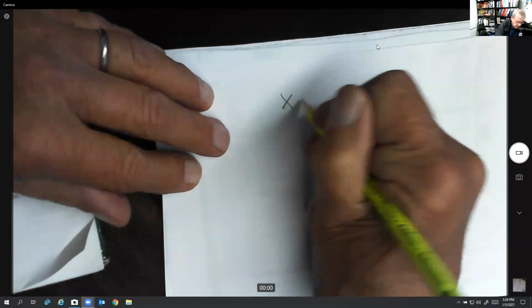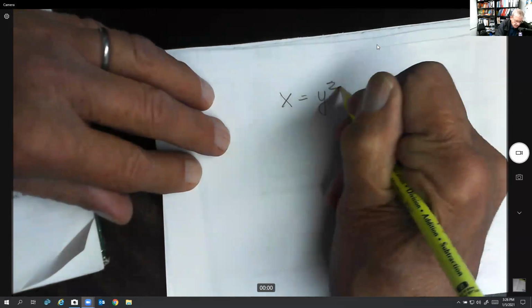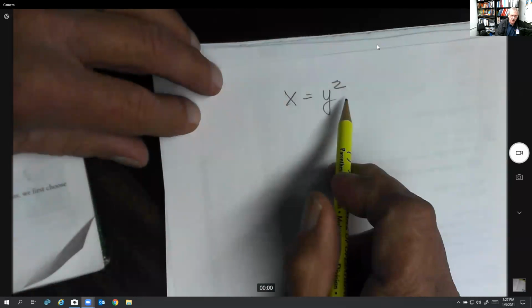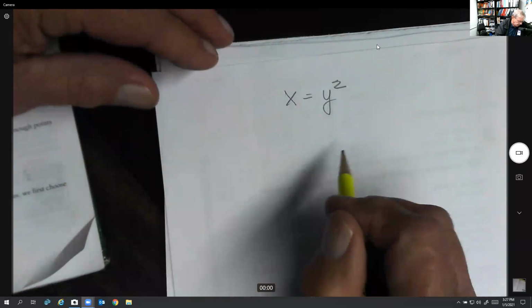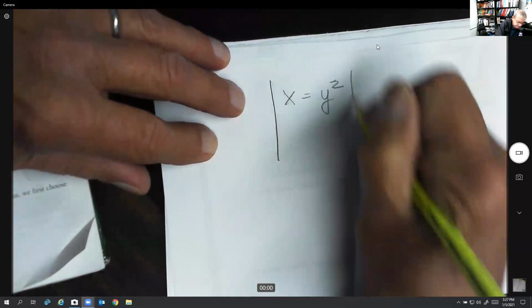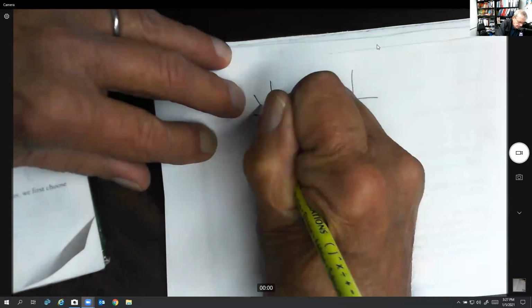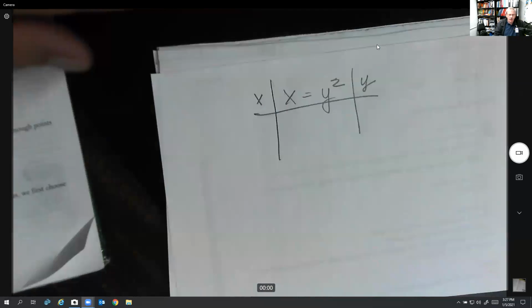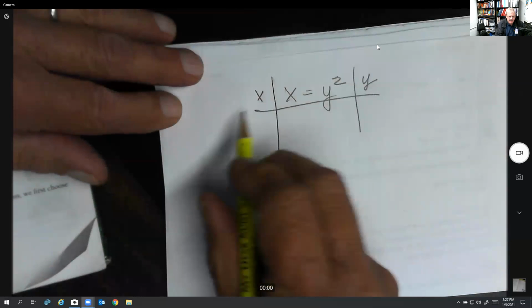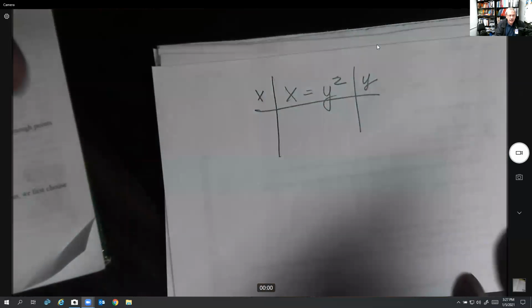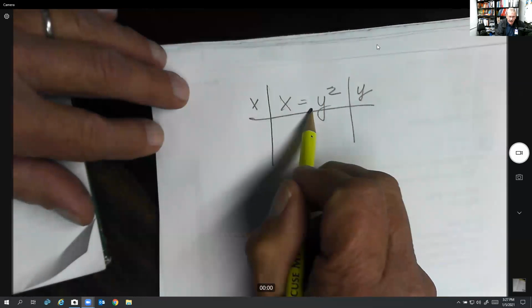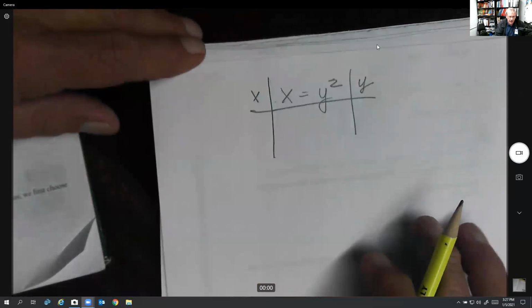x equals y squared. Well, notice that this problem is written kind of backwards. We could try to rewrite it, but I'm going to try to graph it the way it's written. Now, where a lot of students go wrong on this is because they're so used to substituting for x, they're going to put 0 and 2 or something like that. You want to substitute for the y and then figure out what the x is going to be.